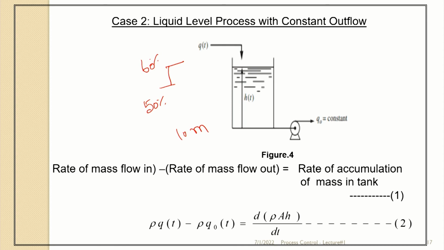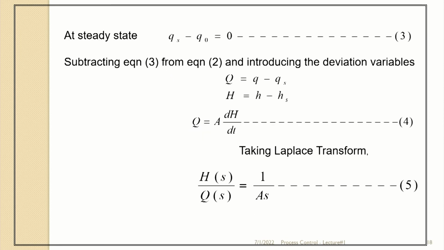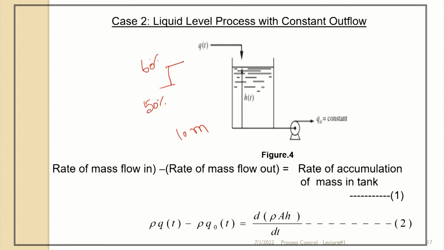Again, applying the principle of conservation of mass, change in inflow rate minus change in outflow rate is equal to rate of accumulation of mass in the tank. So Q in of t minus Q naught of t is equal to d by dt of rho A H. Again, neglecting the rho on both sides. Now what about the changes? There is an inlet flow rate and an outlet flow rate. What happens to the outlet flow rate? The outlet flow rate will never change because it is connected with a constant displacement pump.